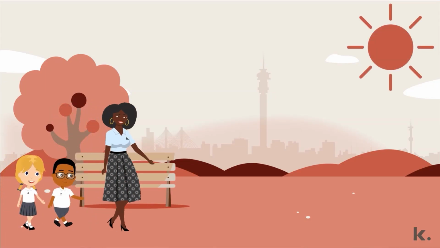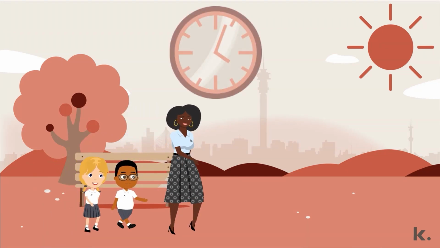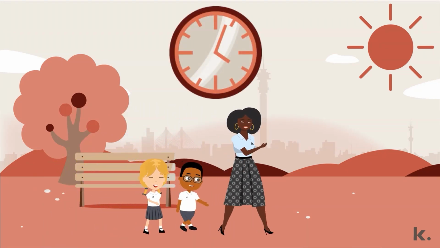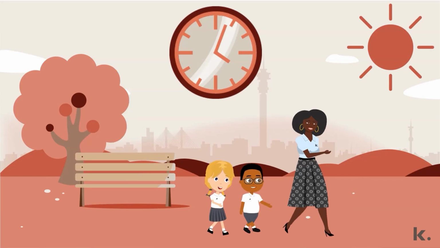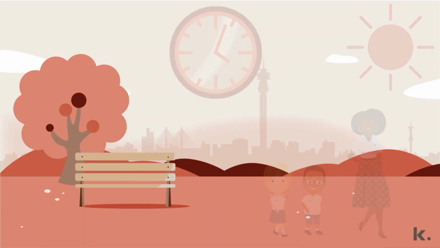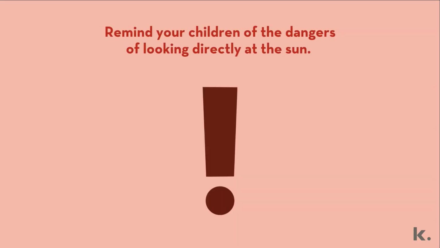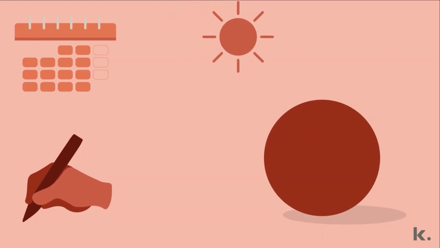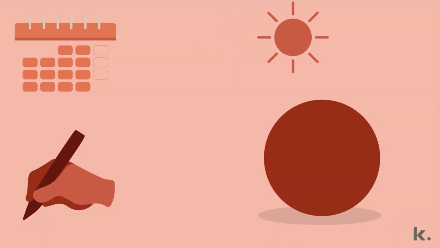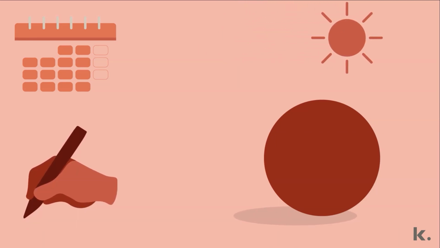Schedule opportunities throughout the day to be outside and show the children the position of the sun as it sits at a particular time. Remind your children of the dangers of looking directly at the sun. In these scheduled slots, have the children document the positions of the sun by using shadows as a reference.